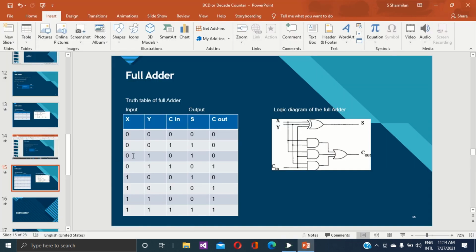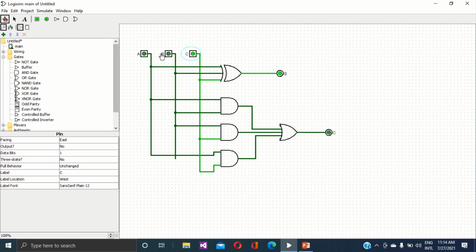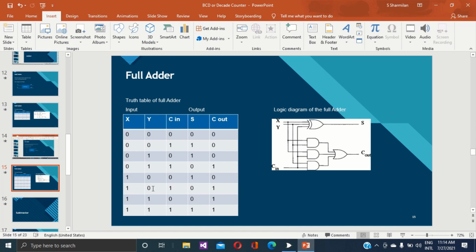Next I am going to change x equal 0, y equal 1, c equal 0. A equal 0, B equal 1, C equal 0. Here output sum is equal 1. Here carry equal 0. Now I am going to check the third condition. X equal 0, Y equal 1.